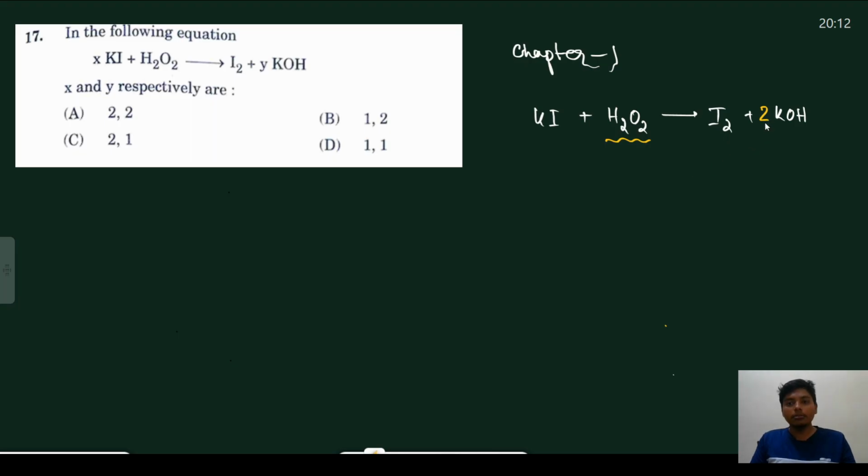Because this becomes 2, potassium is 2. Therefore, on this side potassium should be 2, and iodine also matches. So now the reaction is balanced. Therefore, the X value will be 2 as well as the Y value will be 2. So option A is the correct answer. Understood? This is a very easy question, and you can easily get the marks.